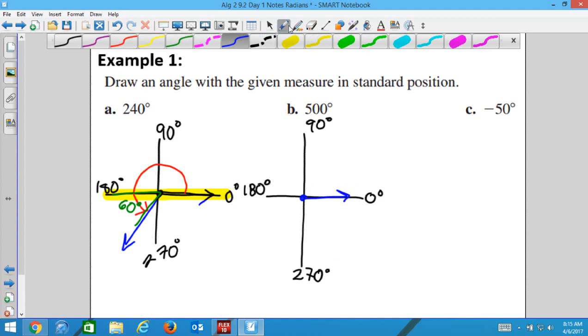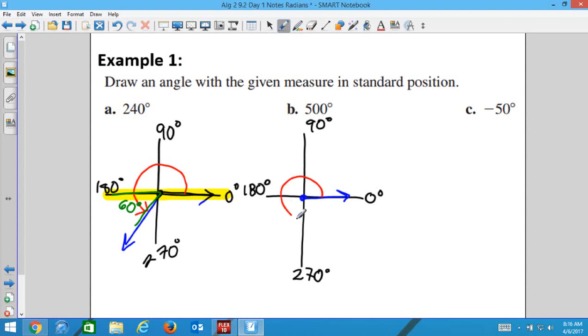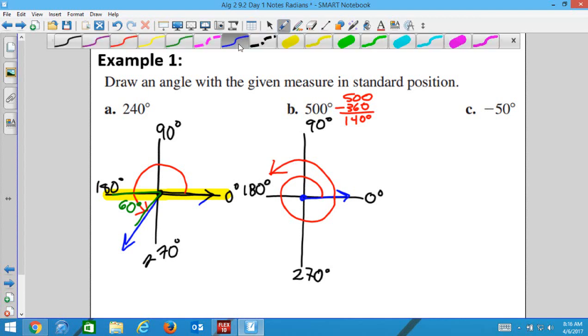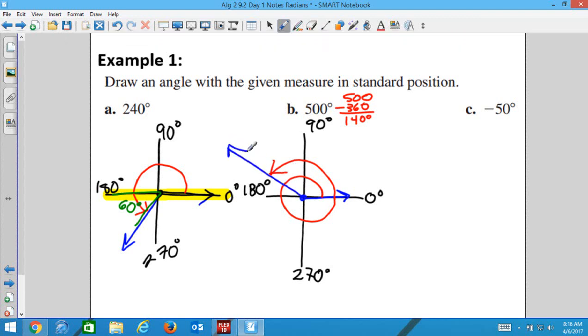And then this one is 500 degrees. So we're going to start rotating around. I'm going to make one complete circle because that's 360 degrees. How much further do I need to go? 500 minus 360 is 140 degrees. So I'm going to go another 90 and then another, I think, 50 more. Notice my red spiral has an arrow on it because it's showing the direction that we rotated.